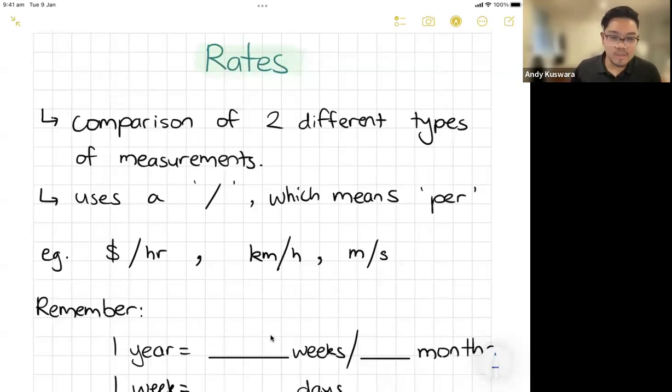Now, the way that rates work is instead of using the dot dot, we're now going to use a slash. That means per. So, for example, you get dollars per hour, or kilometers per hour, or you can have something like meters per second. These are what we call rates. So we're no longer using dot dot, and now we need to have the units present. Okay, we need to know what they are.